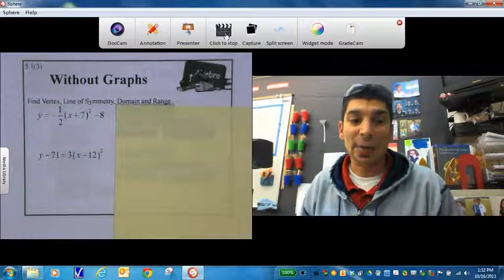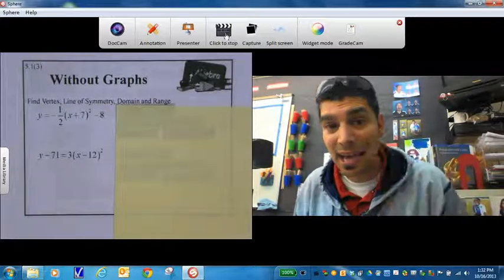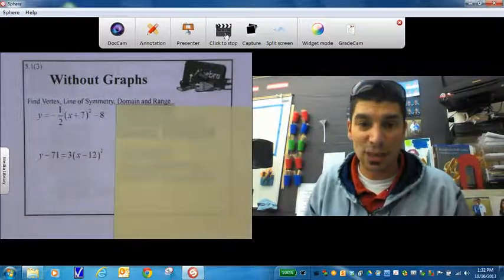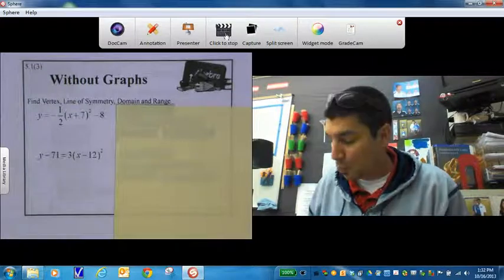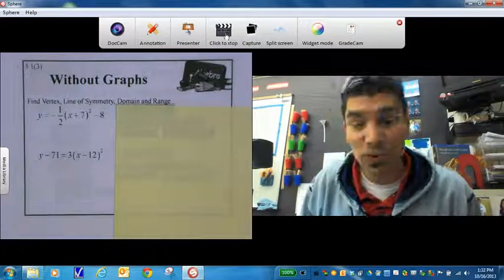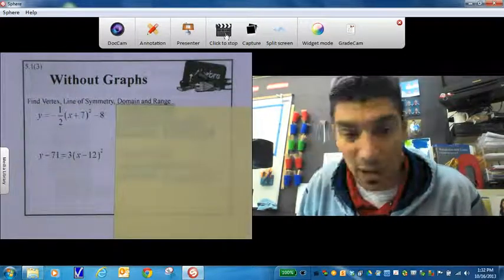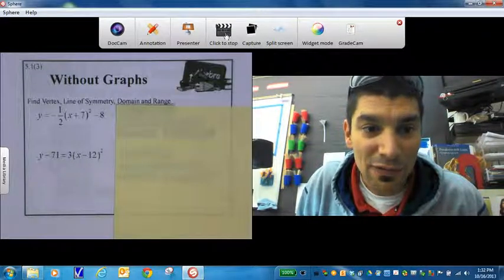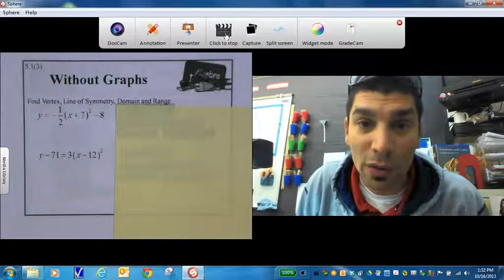Try the top one. And then, after you have it and you agree, and the person you're sitting next to agrees, you guys are working together on it, try the bottom one. Y minus 71 equals 3 times x minus 12 in parentheses squared. Give it a try. Find those 4 things, please. Don't graph it.